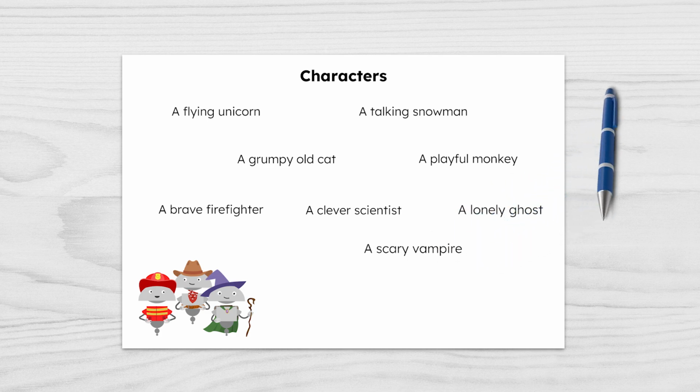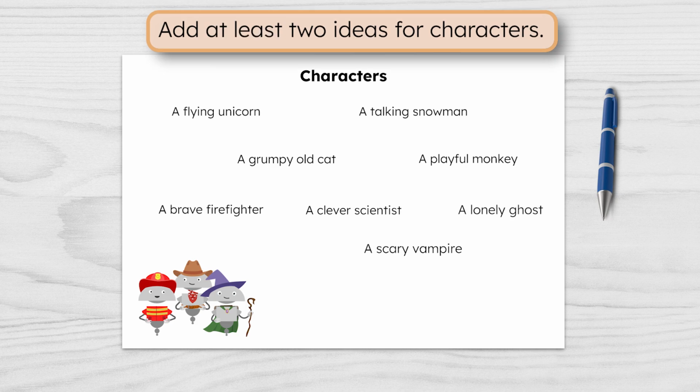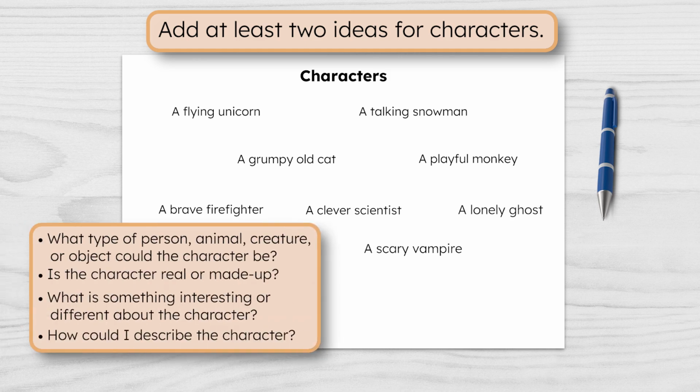That's the fun thing about brainstorming. There's no strict order to do things. You can jump back and forth between settings and characters as new ideas pop up. Now you can add some ideas. Pause the video to add at least 2 ideas for characters. Remember, you can write words or draw, and use the questions on screen to get inspired.